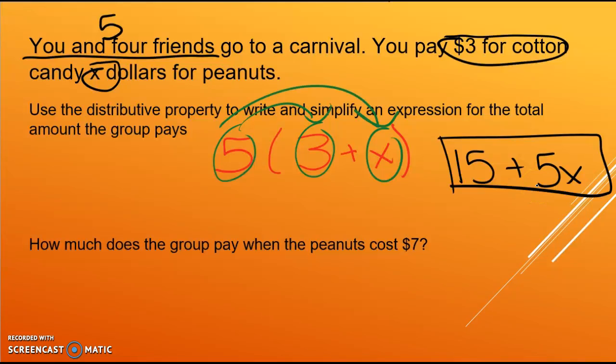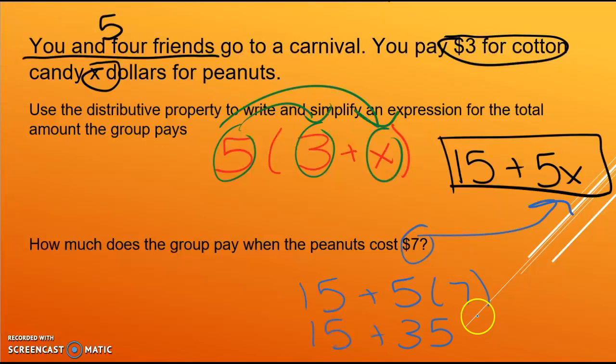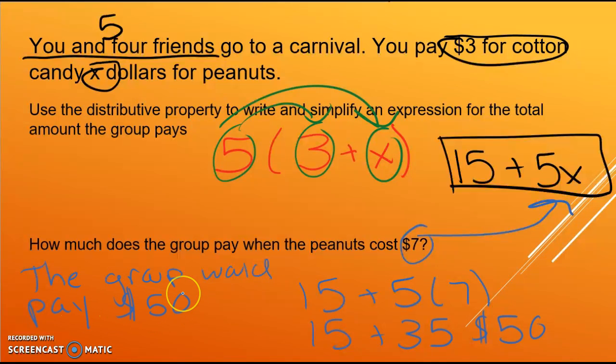And then the second question is, how much does the group pay when the peanuts cost $7? So what I would have to do here is substitute this $7 back in for my x. If I did that, I would have 15 plus 5 times 7, which is 15 plus 35. Altogether, that would give me $50. So I want you to say something like, the group would pay $50. I would need a word answer like that. That is what I would accept.